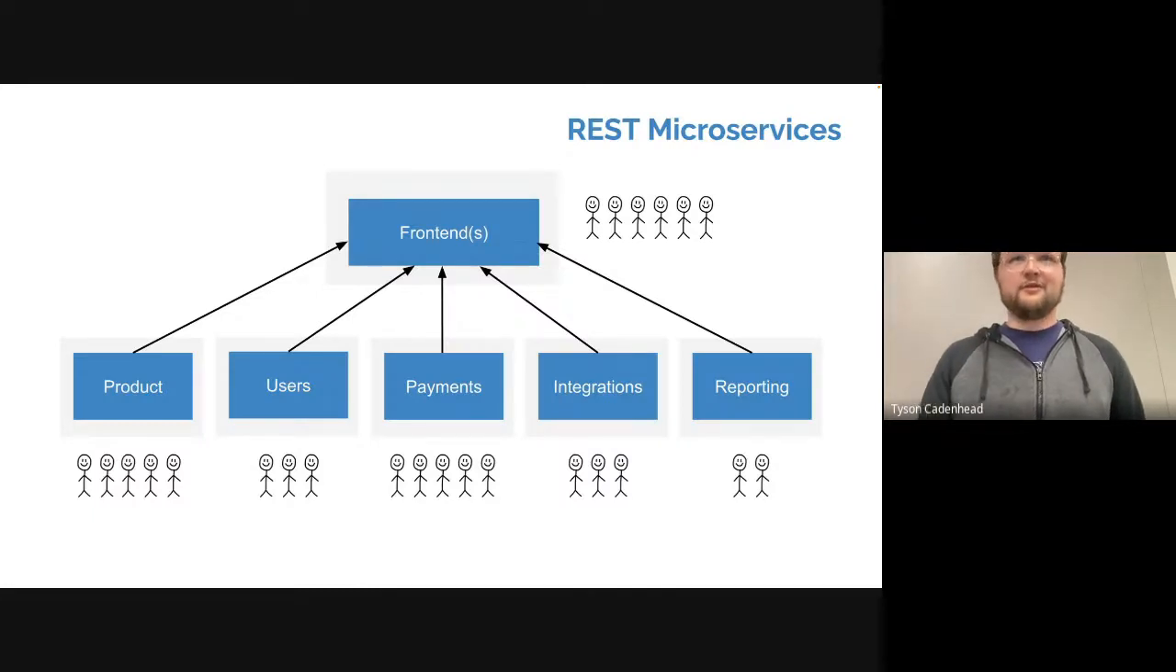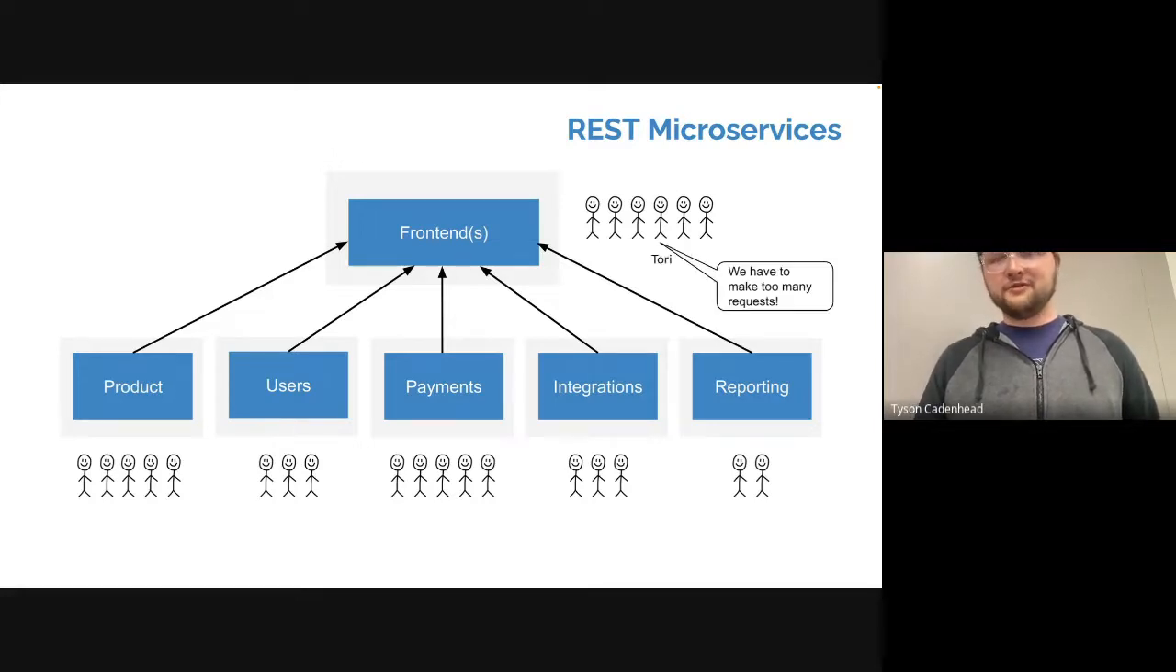So what they decided to do is build out a bunch of REST microservices. They figured out that their main domains were products, users, payments, integrations, and reporting. And so they built teams around each one of those microservices, and everyone was happy. They were doing great, but then they started running into some issues.